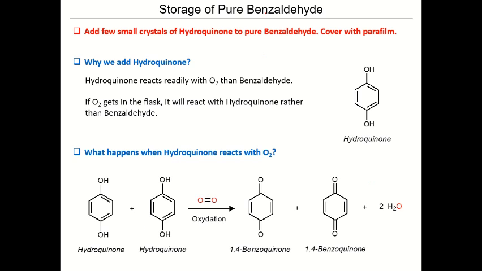In order to store the pure benzaldehyde, we have to add small crystals of hydroquinone to the pure benzaldehyde and cover it with paraffin, right? This is because hydroquinone reacts more readily with oxygen than benzaldehyde. So if any oxygen gets in the flask, it will prefer to oxidize hydroquinone to benzoquinone rather than benzaldehyde to benzoic acid, right? This is the reaction that you can easily see.